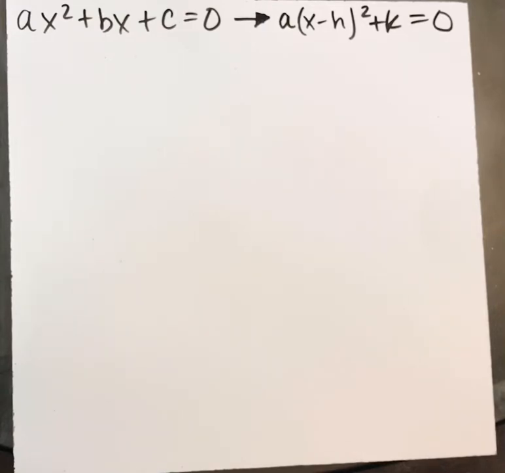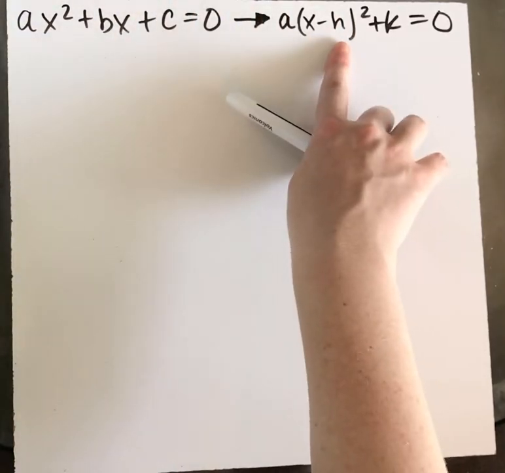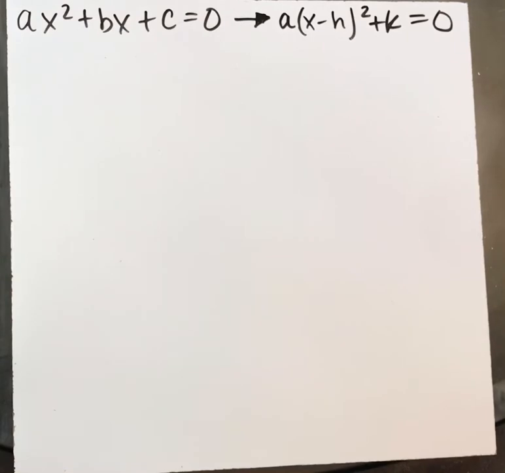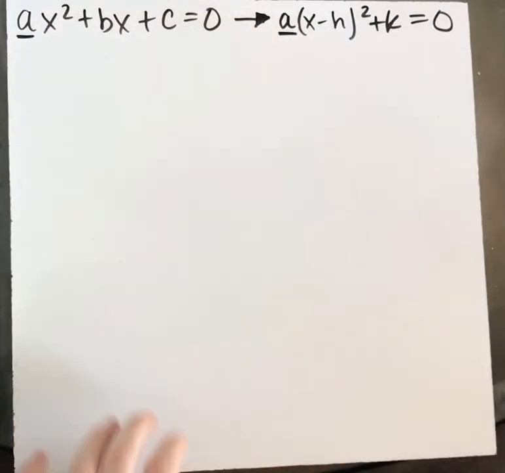Hello everybody. This video is to help you convert from standard form of a quadratic to the vertex form of a quadratic. Now I want you to notice right off the bat, our a terms are going to be the same for both forms. There's multiple ways that we can convert from standard form to vertex form. I'm going to show you both.